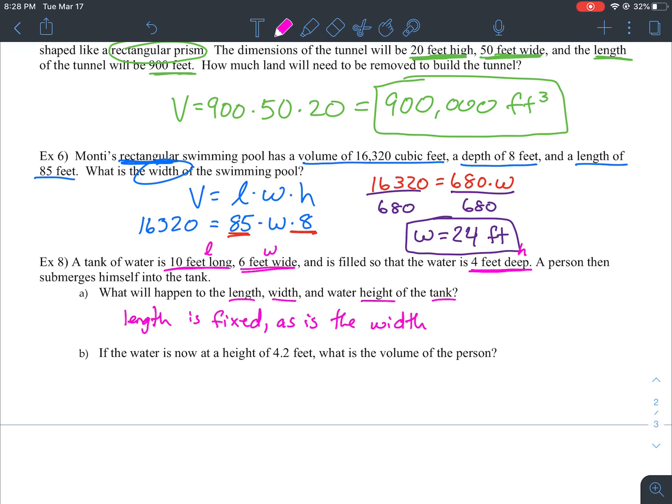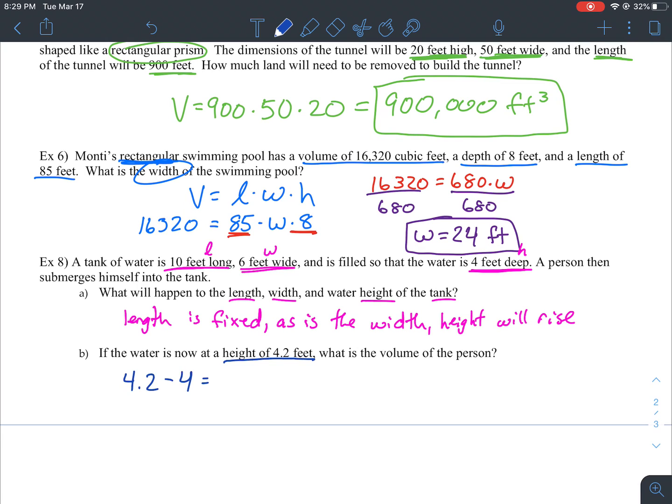However, what's going to happen to the height of the water? Well, when a person goes in, that water needs to be displaced somewhere else, and the only direction that it can go is upward. So the height will rise. Okay? And then ultimately, that's helpful because what that allows us to do is now find out how much volume was added into the pool. So it says if the water is now at a height of 4.2 feet, what is the volume of the person?